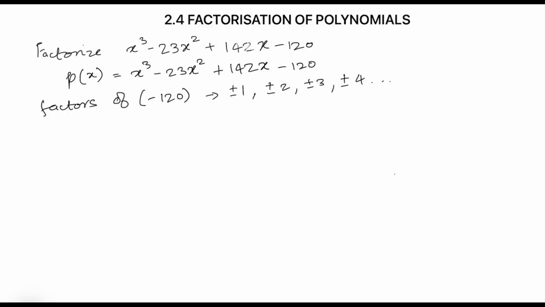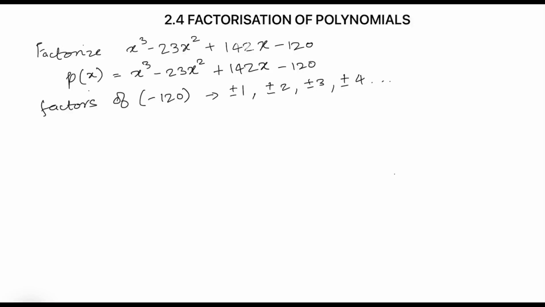Let's look at factorization of polynomials. To start with, if we look at a polynomial x cubed minus 23x squared plus 142x minus 120 and write it as an algebraic expression, if we had to factorize this polynomial, how do we go about it?